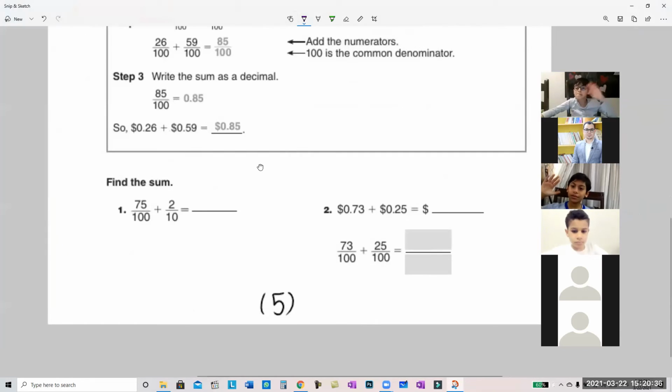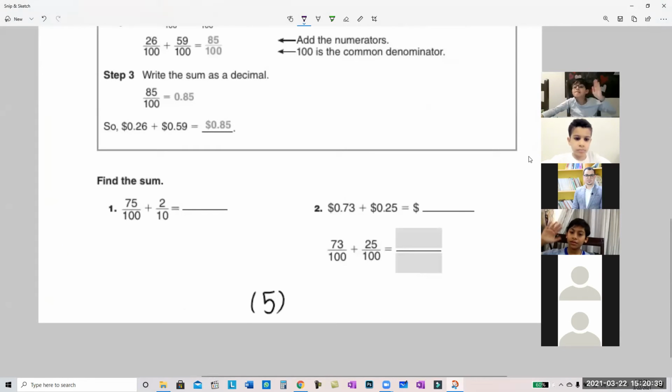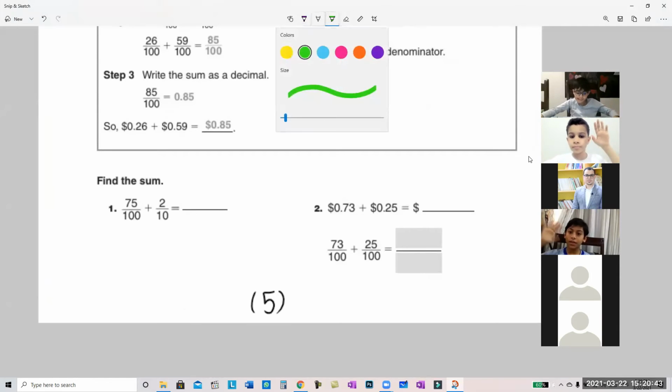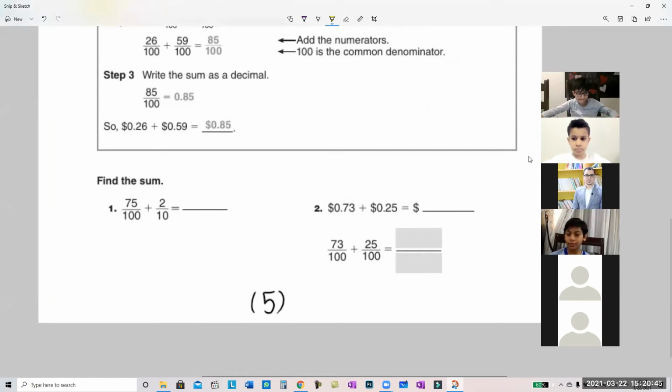Okay, the first one, find the sum. Ryan Akbar. Hi, Mr. Mo'men. Hi, Ryan, how are you? Fine. Can you find the sum for me, man?